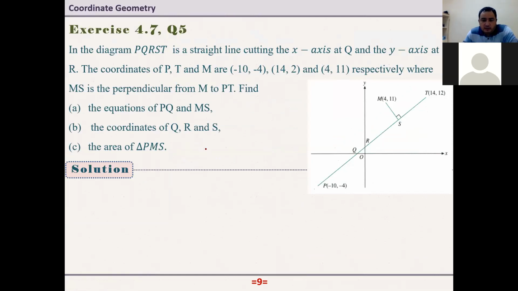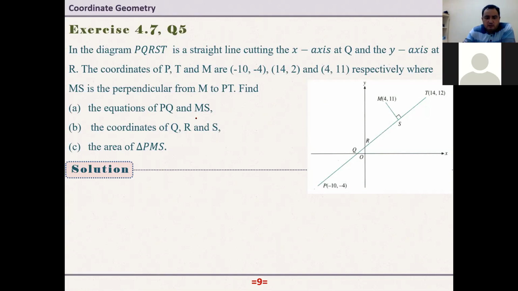All right, hopefully you understood the question. Everything is given in the figure. So we are talking about this line, PQRST. That's a straight line. Coordinates of P are given, negative 10 and negative 4. And also coordinates of M are 4, 11 and T is 14, 12. All right. Okay, question A: the equations of PQ and MS.